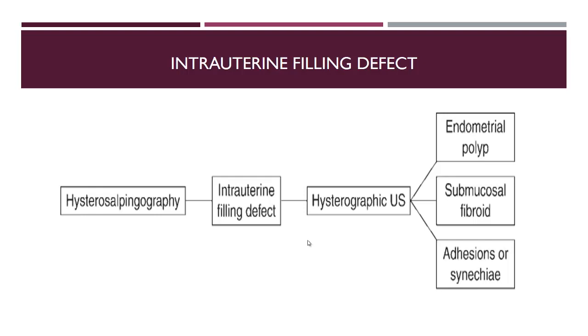Intrauterine filling defect. In hysterosalpingography, when we see an intrauterine filling defect, we must also do ultrasound in order to be sure what the cause is: either endometrial polyp, submucosal fibroid, or adhesions or synechia. These are the three pathologies that may cause a filling defect in the opacified uterine cavity.